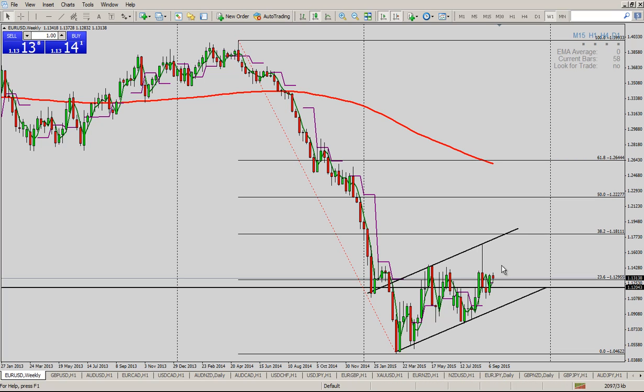And I think that is such a likely scenario for the euro dollar to just continue inching its way up into this region here, giving us a test of the top of this channel and a test of the 38% fib. I just think that is all very good and very possible, and I'm looking for that to happen.